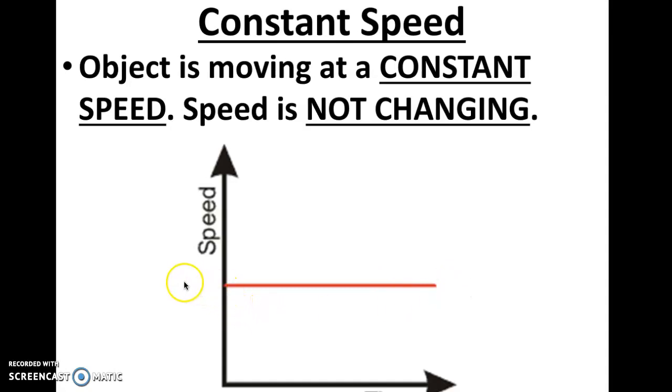So if this was at y equals 5 right here, that means my speed was 5 meters per second. If my speed is constant and stays at 5 meters per second, then my line has to stay at y equals 5 the whole time. So this is going to be a constant speed. My speed's not increasing, my speed's not decreasing, it's staying at a constant rate. So I'm going to have a straight horizontal line for constant speed on a speed time graph.